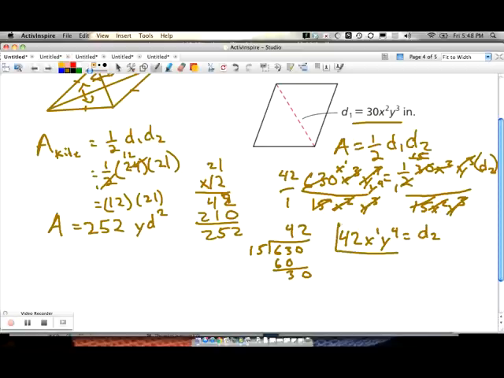Hey, look at that. We got the piece that we wanted. So the second diagonal is 42x to the 1st, y to the 4th, inches, because we're using inches. Not too bad, not too hard.